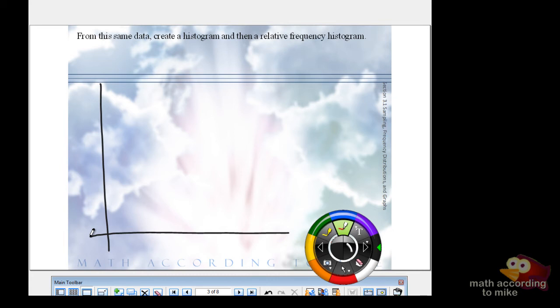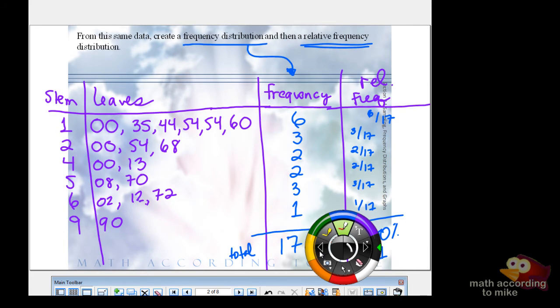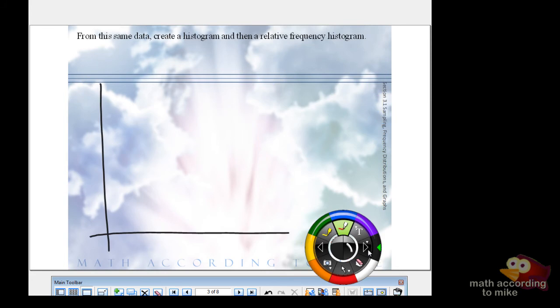what we need to refer to is the classes, including the lower and upper limits, and the frequency associated with those classes. So we have from 1 to 2 to 3 to 4 to 5.